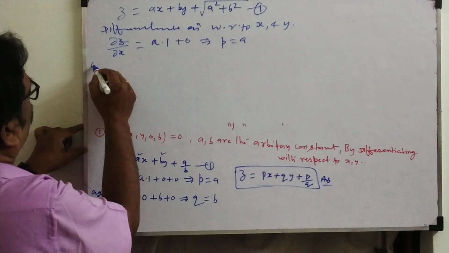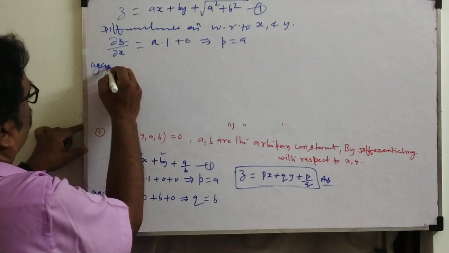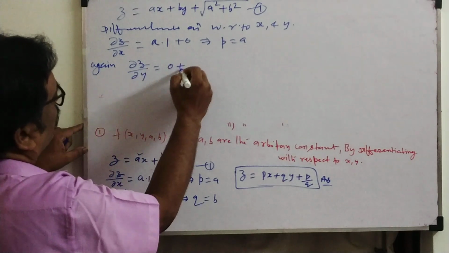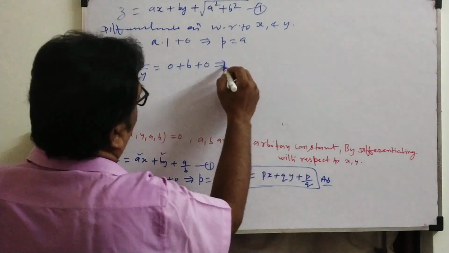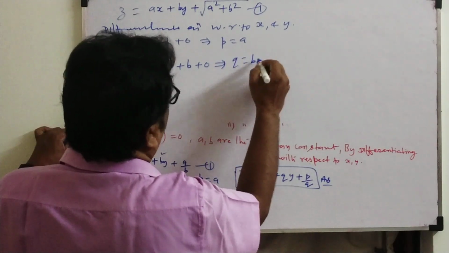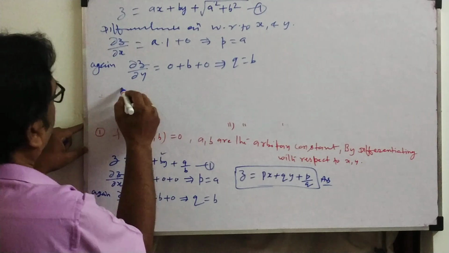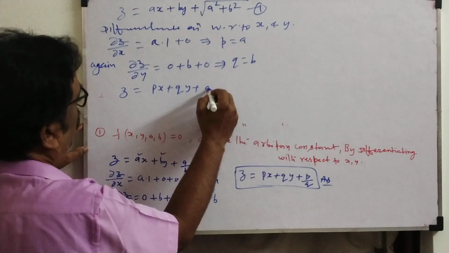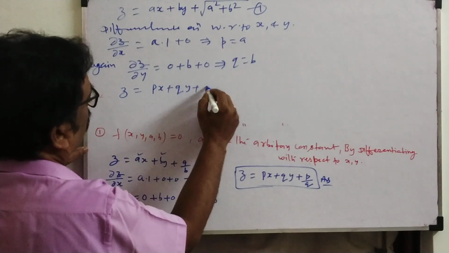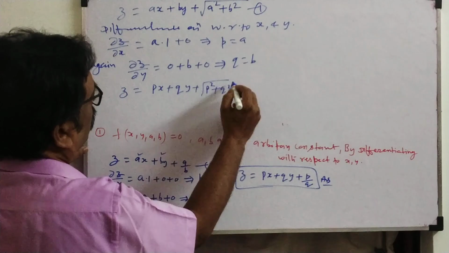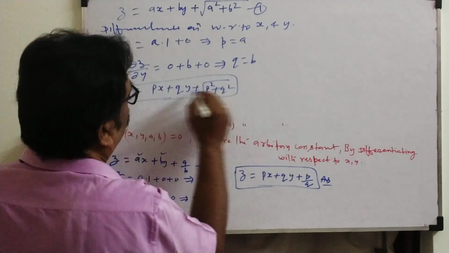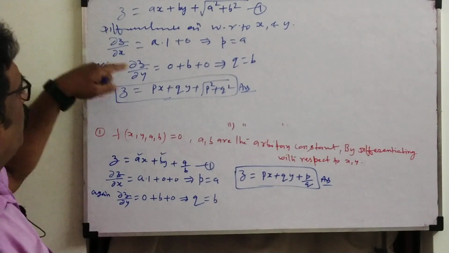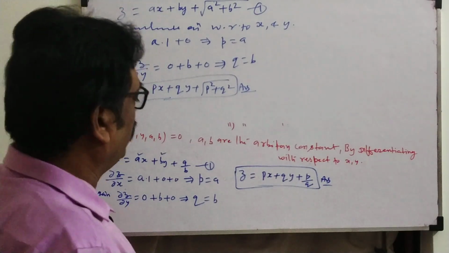Then differentiate with respect to y. Dou z by dou y. What will come? 0 plus b. Remaining terms will be 0. So that implies q is equal to b. Now substitute a and b in equation 1. So what will we get? z is equal to px plus qy plus square root of p square plus q square. This is the answer. So see this, how to eliminate the arbitrary constant. Only differentiate once with respect to x and with respect to y and we can get it.